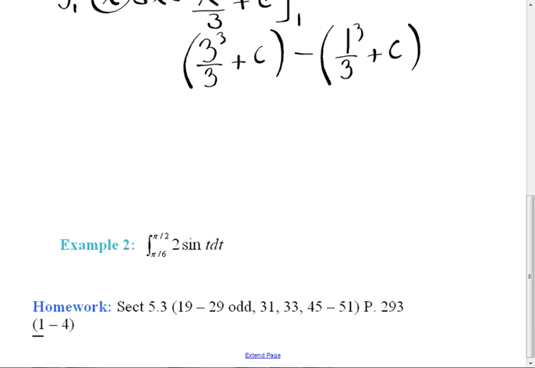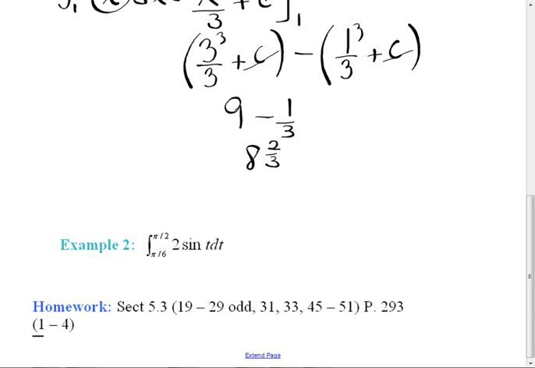What is 3 cubed over 3? 9. So it's 9. What's going to happen with these? They're going to cancel. They always cancel out. So I don't need that. So it's 9 minus a third, which is 8 and 2/3. Well, we can check it on our calculator.